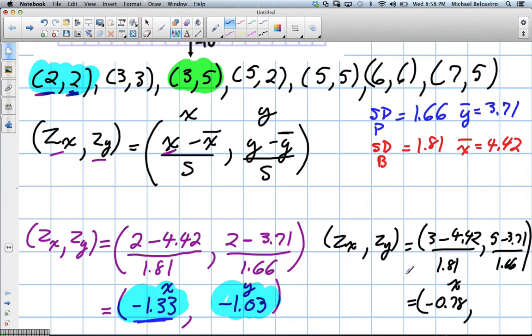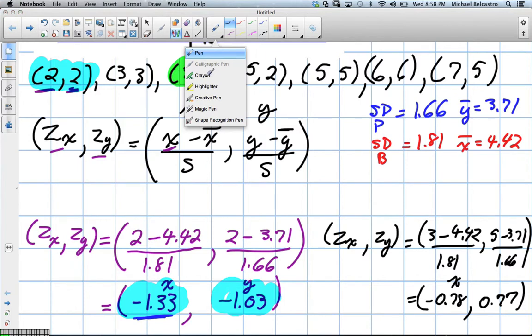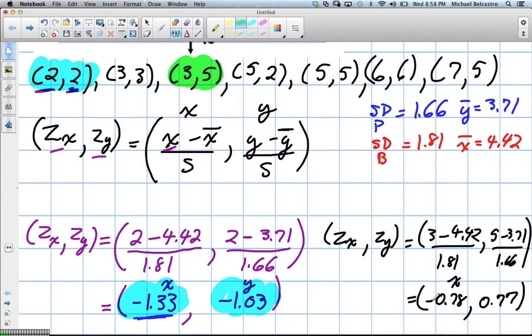What did you get? 2.765. When you divided it? Oh, did I do it wrong? Yeah, don't forget to divide it also. 5? Okay. You're right from that part. Okay. Yeah, so there's our other point.